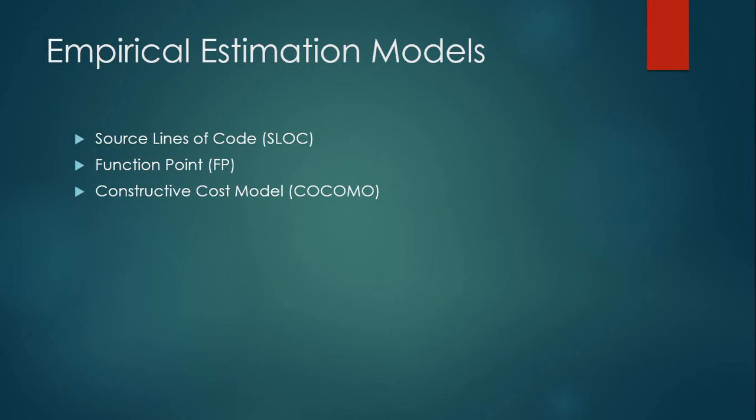For estimating the project, meaning estimating the effort, the cost, and the time, we will have three types of empirical estimation model. First one is source line of code, means LOC. Second will be the function point, and third will be the constructive cost model, or we can say COCOMO model. Function point we have already discussed in previous video lectures.